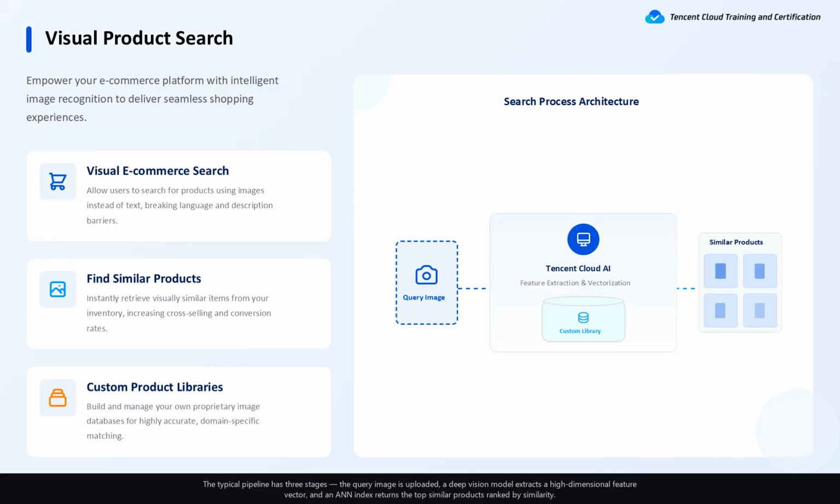The typical pipeline has 3 stages. The query image is uploaded, a deep vision model extracts a high-dimensional feature vector, and an ANN index returns the top similar products ranked by similarity. In production, this capability powers find similar carousels, snap-to-shop features, cross-platform anti-counterfeit monitoring, and visual merchandising workflows. The business value is direct: higher click-through on long-tail SKUs, shorter discovery paths, and measurable lift in GMV.